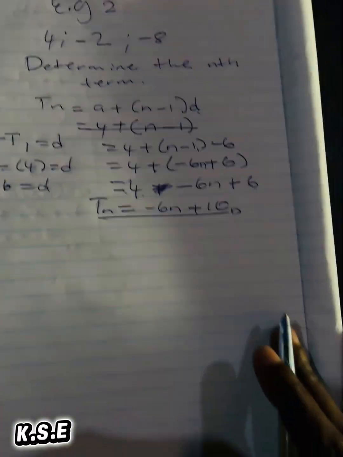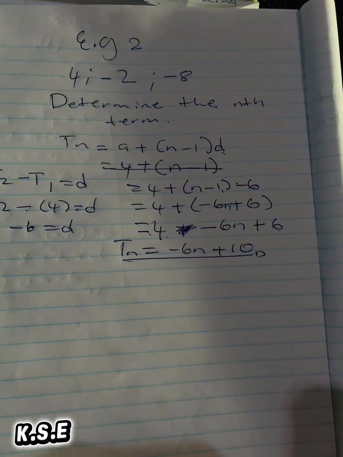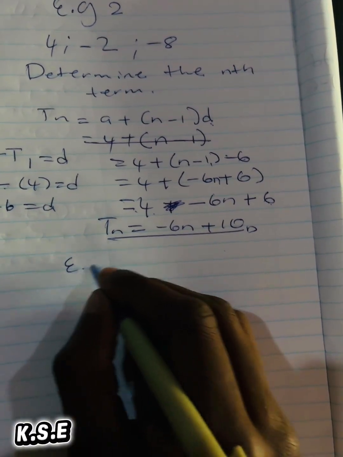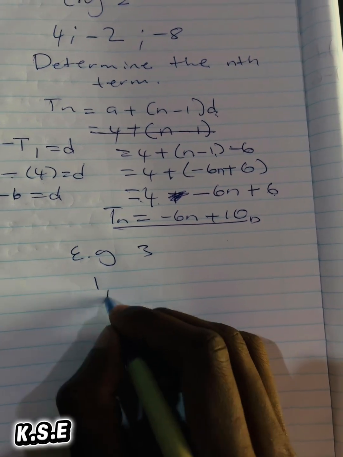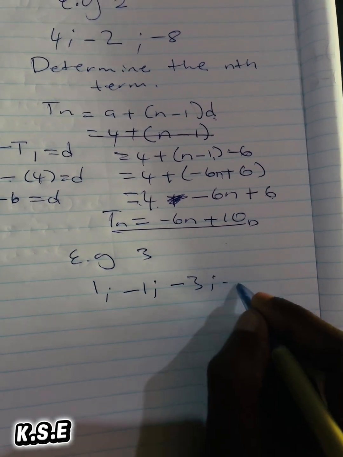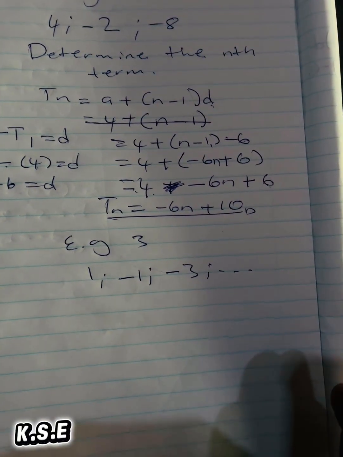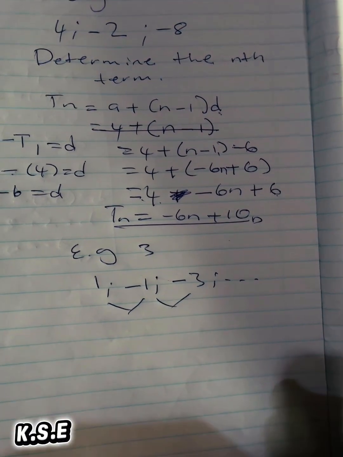Let's do another example. The example we can do is example 3. Example 3, we have 1, -1, -3. It's our sequence or pattern. So we have to find the difference. Let's find the difference first.